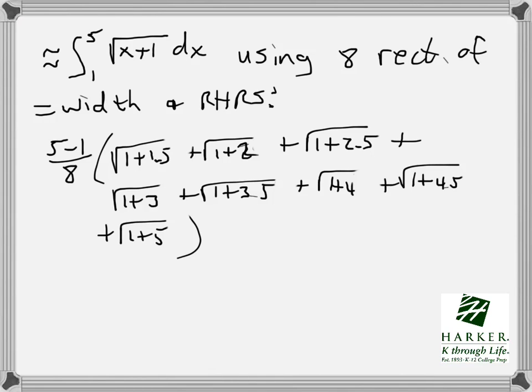Okay, so there it is: 5 minus 1 over 8, so it's b minus a over n. And then I just put the values in: square root of 1 plus 1.5, 1 plus 2, 1 plus 2.5. Because remember, this is a right-hand Riemann sum.